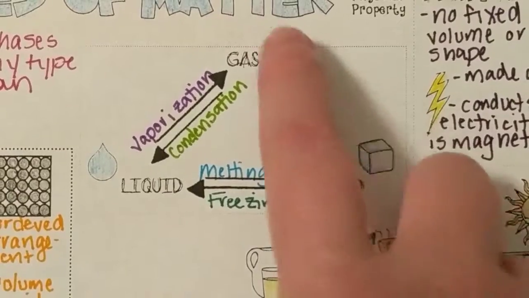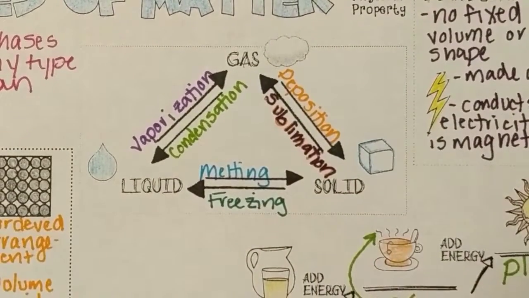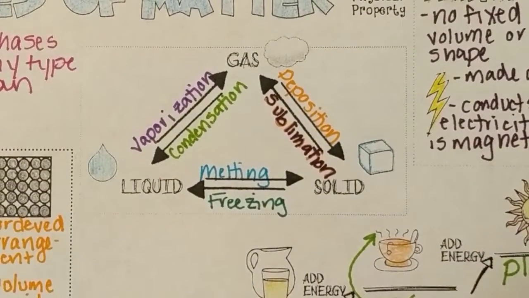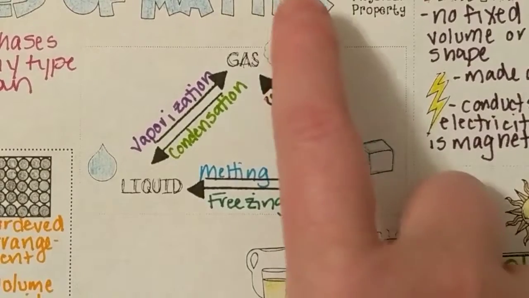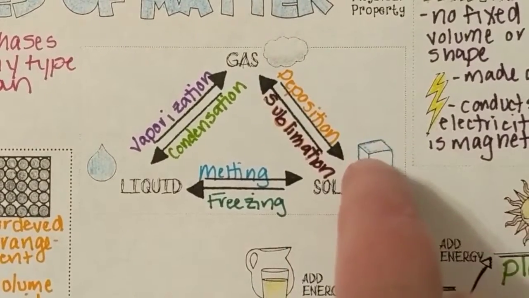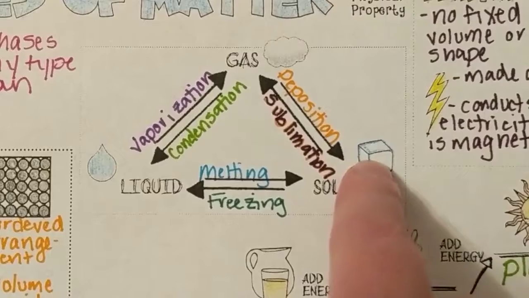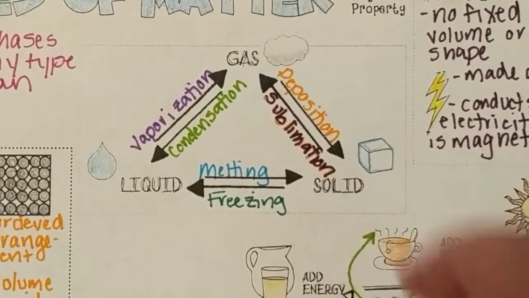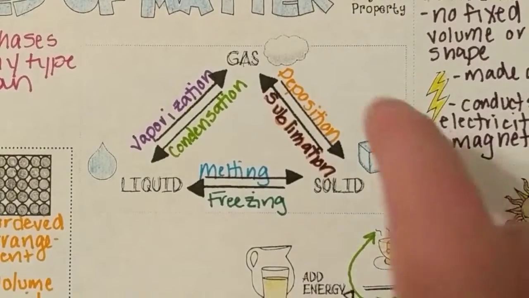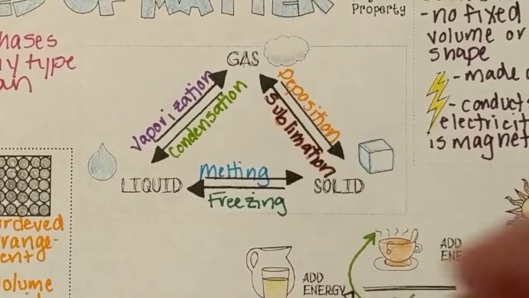And the last thing we're going to look at here is something called deposition. And it is much less common. It's when we go straight from a gas to a solid. And I'll actually link a video after this showing you an example of that with an iodine gas that turns straight into a solid. But that's what that's called.